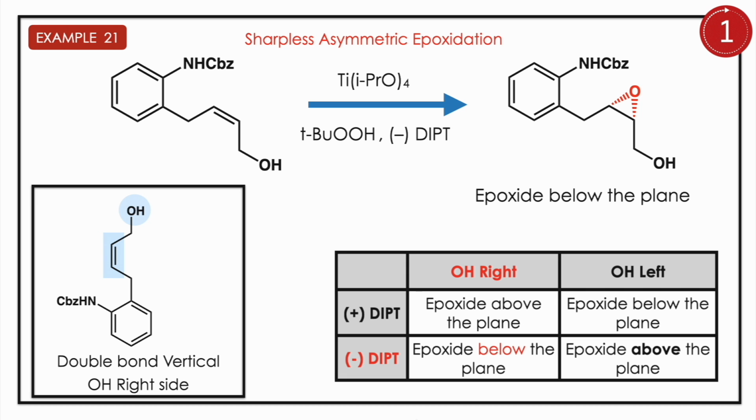So OH right side, minus DIPT, below the plane epoxidation. So draw the oxygen below the plane. You have the final product. The concept you have to learn here is there will be many functional groups, but you should focus on the reaction center.